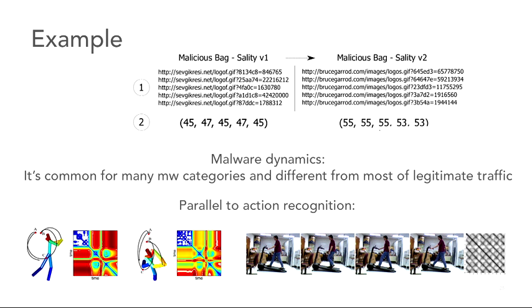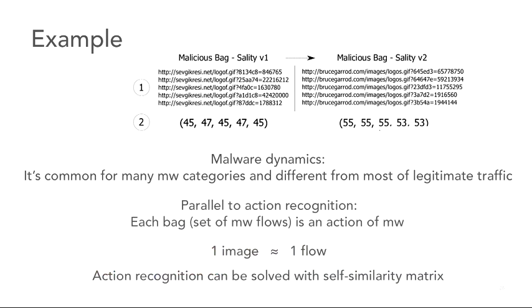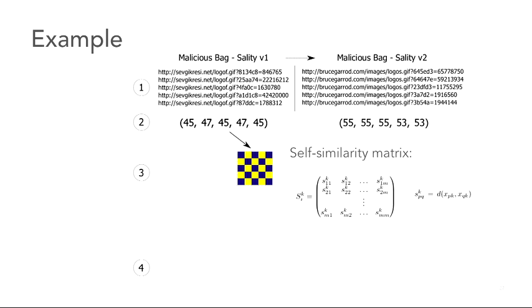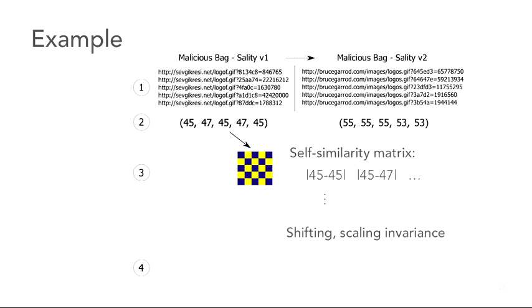Well, we can see a parallel in action recognition, when you have a sequence of images and you want to detect or recognize some kind of action. So for us, one image is basically one flow, and the video is the sequence. It is the bag. So the bag actually describes a video of malware, and we want to detect that. What is commonly used in action recognition is self-similarity matrices. So we compute from the flow-based feature values a self-similarity matrix, where the first component is the difference between the first flow and itself, then the difference between the first and the second, first and the third, and so on and so forth. So you get this matrix of the differences, and it describes the dynamics, and it describes what we need.